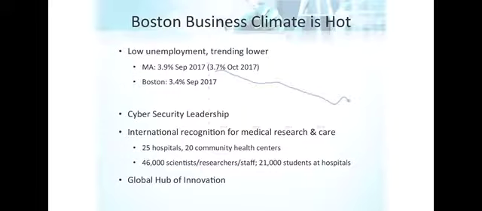Kristen had mentioned before about the medical care. I mean, we all know that Boston is recognized as a global center for fantastic medical care. And we have 25 hospitals just in Boston alone, 20 community health centers. And part of its popularity, its renown, is as teaching hospitals. And there's 46,000 scientists, researchers, and staff just in Boston, about 21,000 students who are learning at the hospitals.